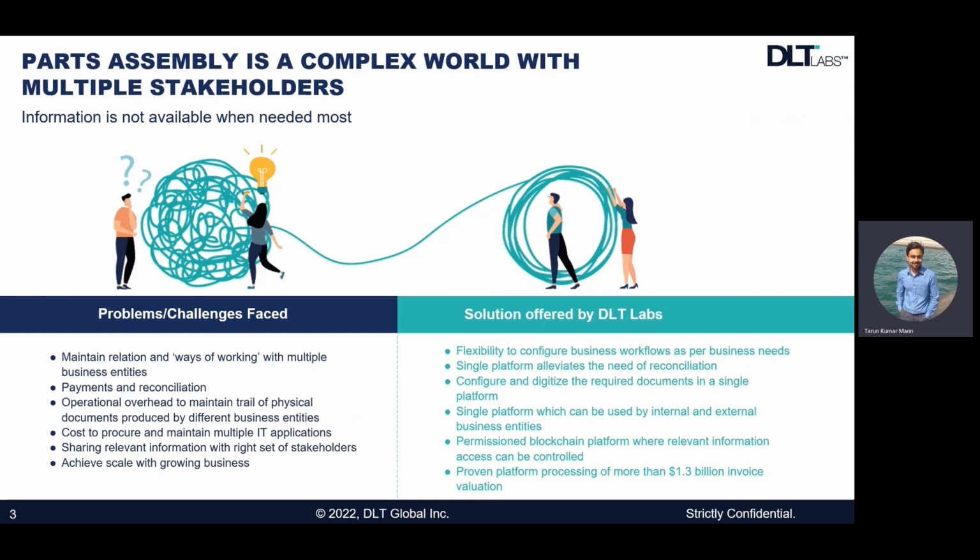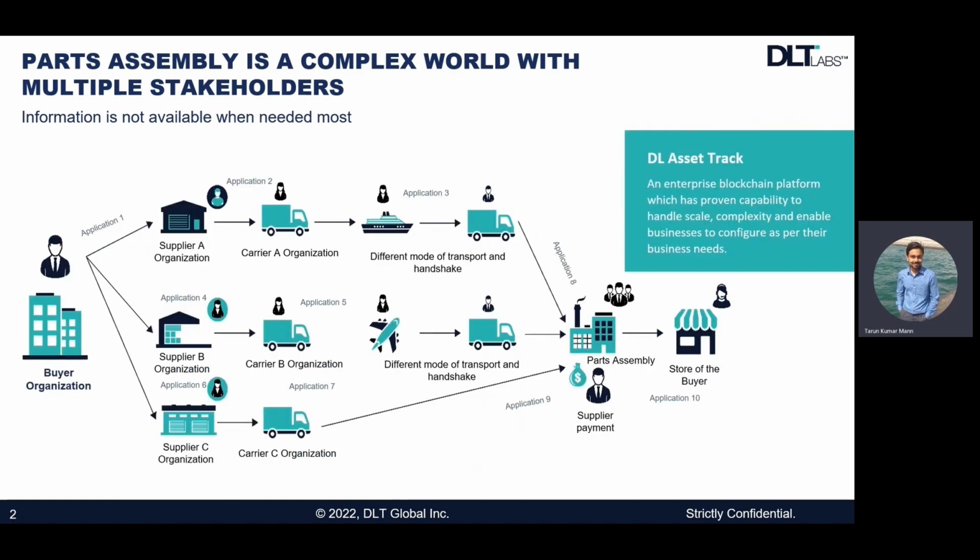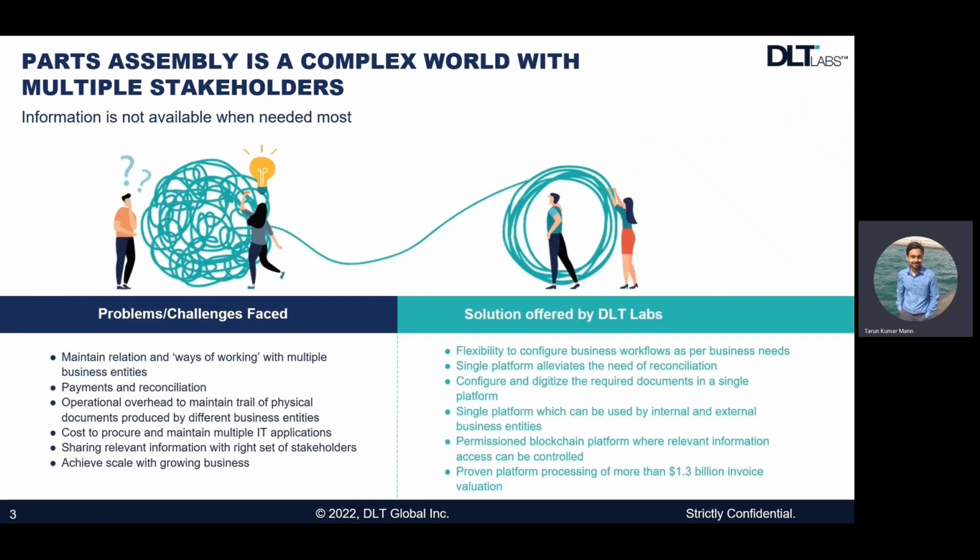We can say that the information is not available when needed most, because there are different problems and challenges, like I said, faced not just by the buyer, but even by the supplier and carrier organizations. They have to maintain relationships and different ways of working with multiple business entities. In the previous example, supplier A may have a different set of processes, carrier A may have a different set of processes, and similarly the other suppliers and carriers may have different sets of processes.